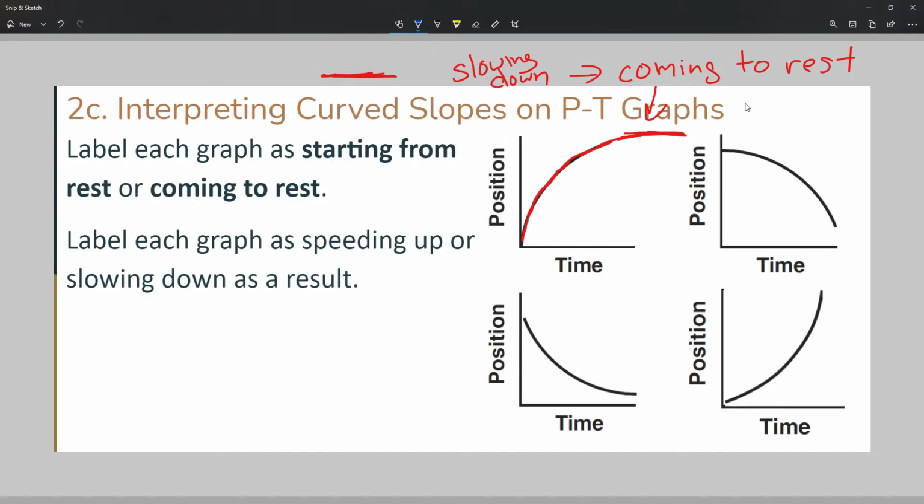Let's take a look at the second graph. Are we starting from rest or are we coming to rest? Take this time to maybe answer this yourself. Here, it looks like we're starting from rest, right? You see this horizontal line here, and that means we are starting from rest. And that means we are speeding up.